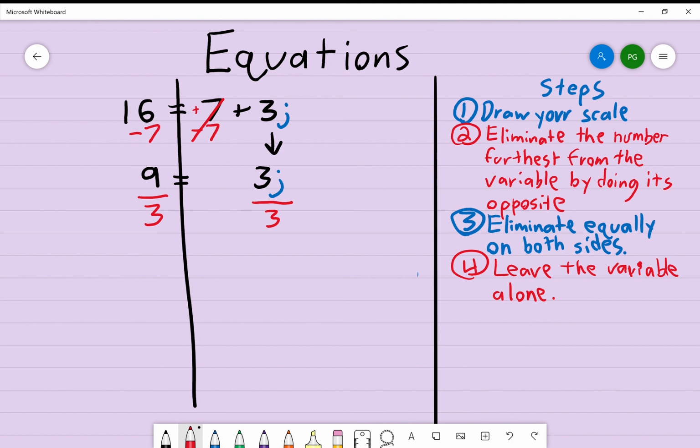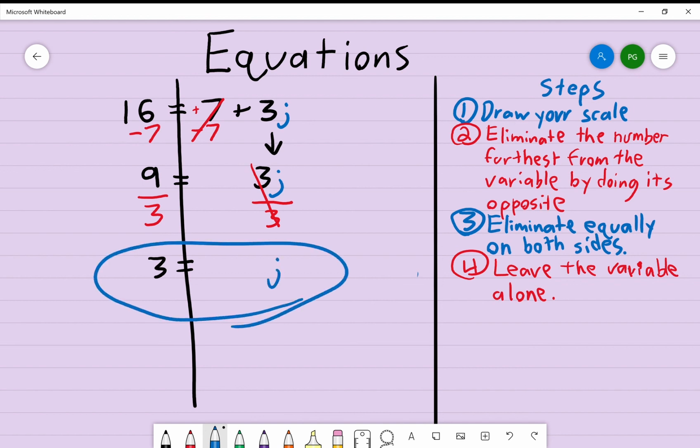Okay, now let's solve. 9 divided by 3 is 3. Bring down the equal sign. 3 divided by 3 gives you 1. The invisible number, that cancels out. I don't need to write it. And I bring down the j. Here is my answer. 3 equals j. J is 3. That's all.